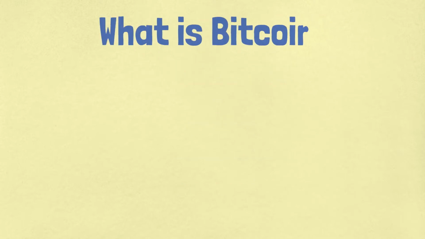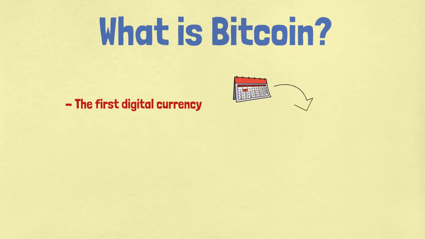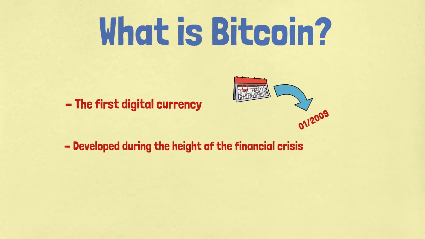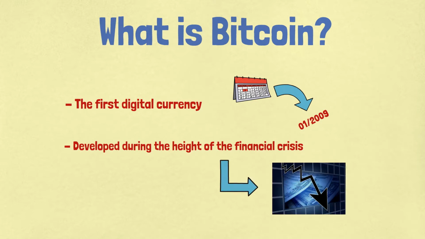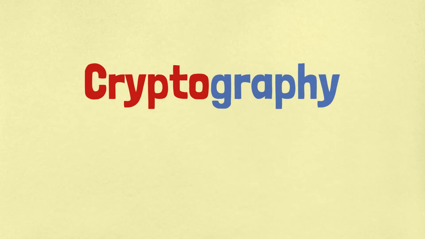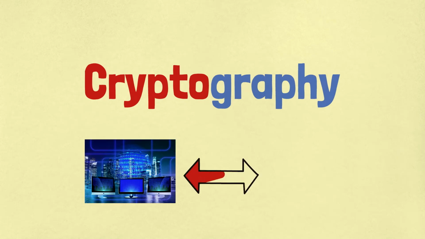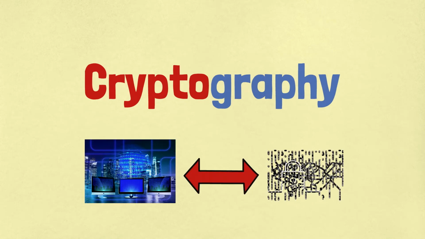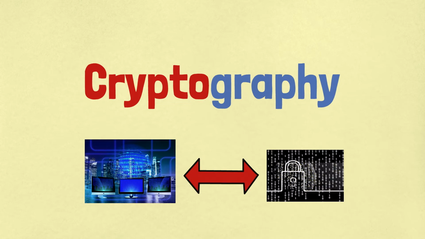Okay, so what is Bitcoin? Bitcoin was the first digital currency, created in January 2009, and it was developed during the height of the financial crisis. With Bitcoin being the first cryptocurrency, it's important that I break down where the term crypto actually comes from, as this plays a crucial part in how all of this actually works. So then, crypto is short for cryptography, which is basically the process of turning data into a super secure format through the methods of encryption. I'll draw back on this point later in the video as I explain how this Bitcoin network actually functions.